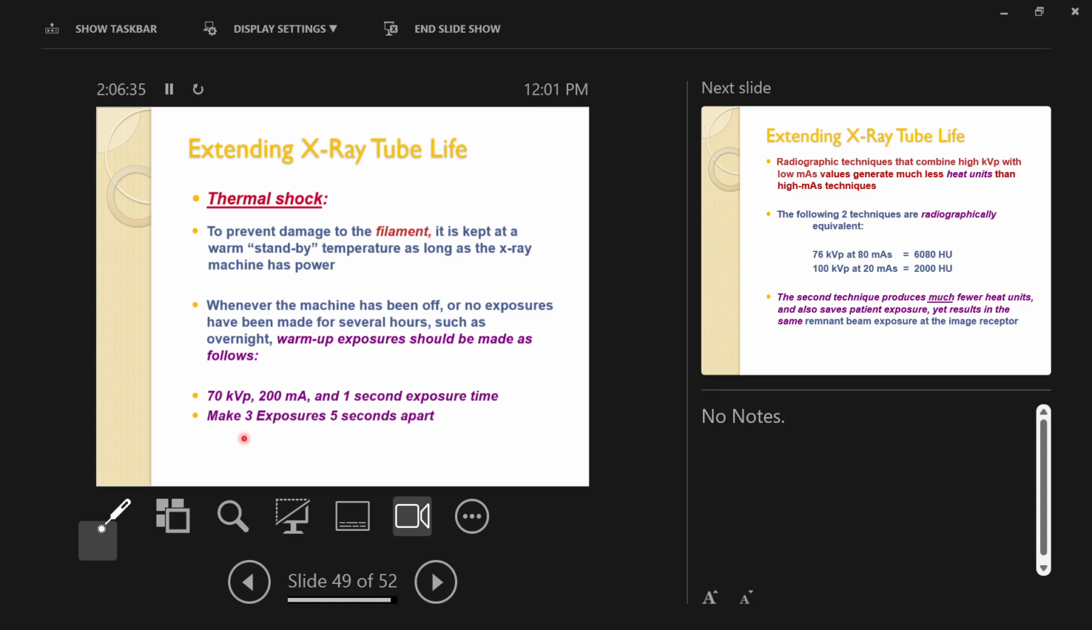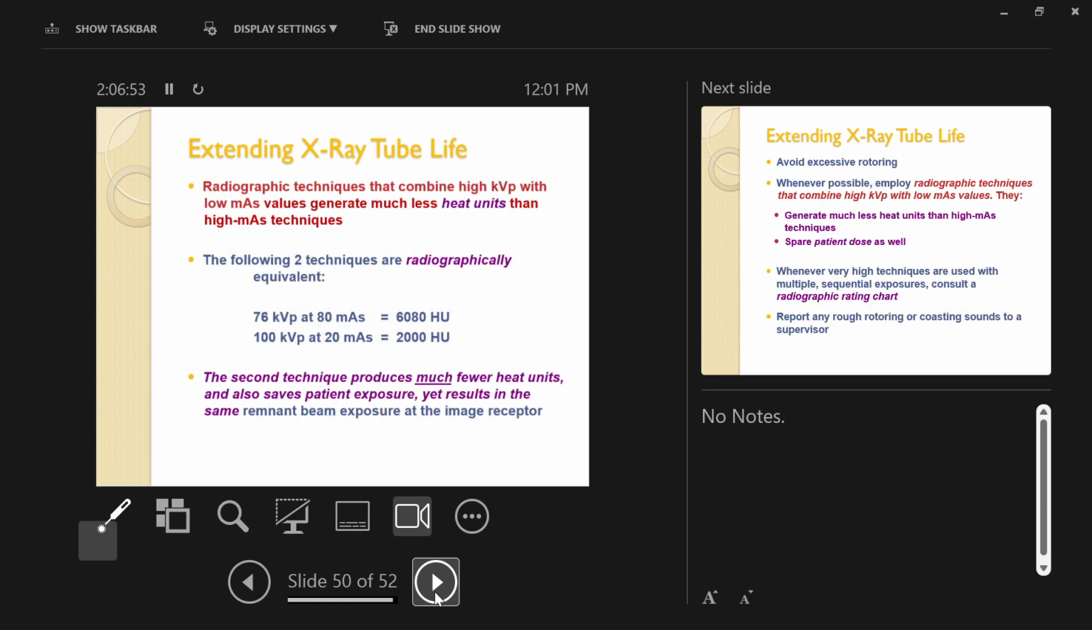Some will have a warm-up mode. The nicer, newer ones, you just hit warm-up mode, you hold the button down, and it makes several exposures on its own without you actually setting anything. But you want to follow manufacturer's recommendations to warm up the equipment and then continually warm them up as long periods of time go by. Overnights, for sure. In the morning, someone has to warm it up. Okay, good.